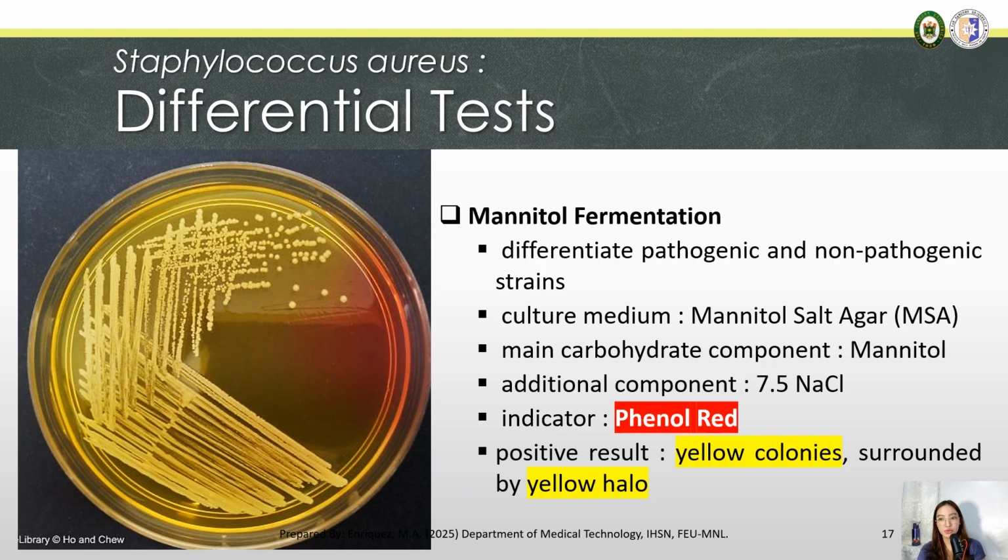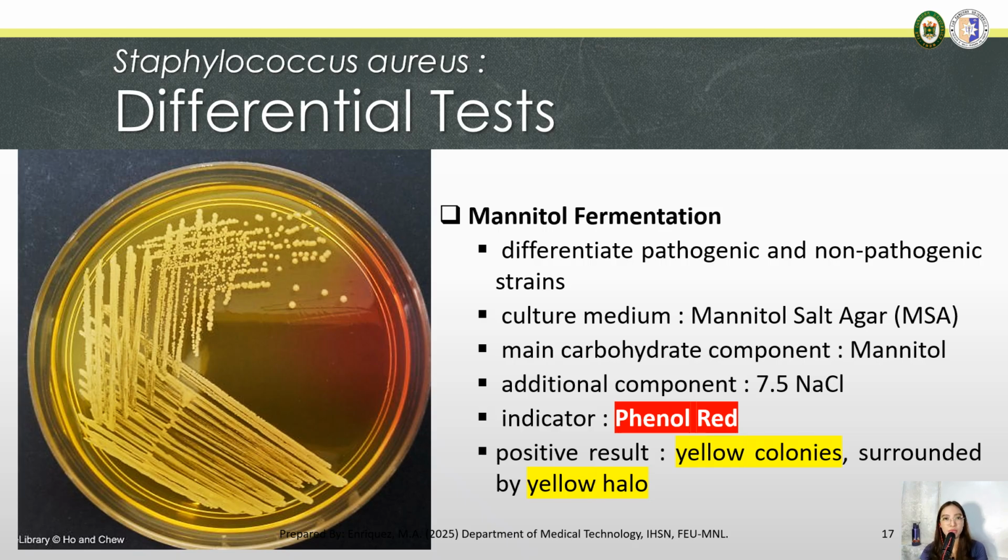Let's proceed to the differential test. So, kanina po, di ba, nabanggit na natin tong isang to, mannitol fermentation. So, mannitol fermentation is done using the mannitol salt agar. This is performed to differentiate pathogenic strains from non-pathogenic strains of the bacteria. So, pathogenic Staphylococcus aureus will produce a positive result with yellow colonies that are surrounded by yellow halos or a yellow discoloration on the culture media.